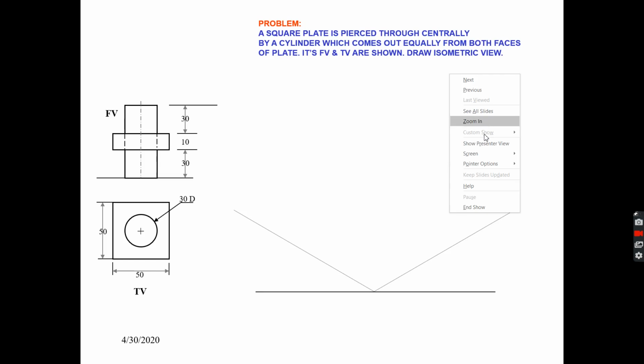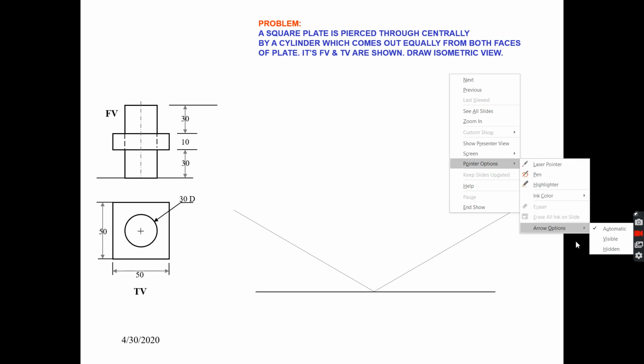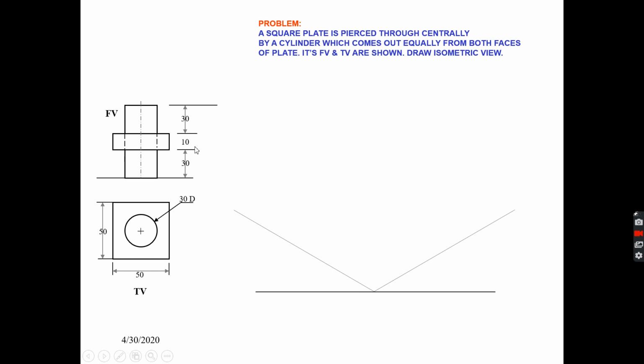You need to draw the larger portion, which is the square plate. The dimensions of the square plate are given here. The width of the square plate is 50 mm and the height of the square plate is 10 mm. So first I will draw the square plate.